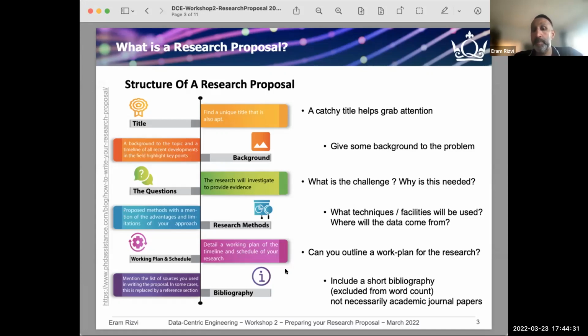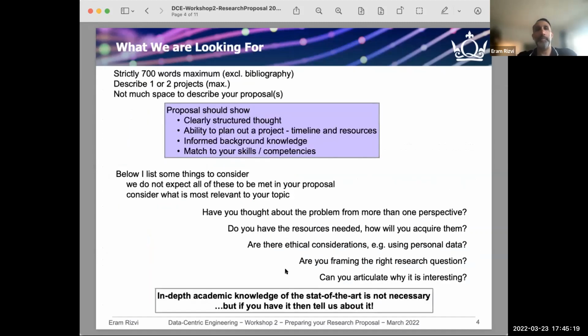And then the last bit is the bibliography. So include a short bibliography, and that's excluded from the word count. It doesn't have to necessarily include academic journal papers, because we're not expecting you to already be experts in the field right now. However, if you are aware of academic journals that you've read that are relevant to the proposal, then by all means put them in. But try and evidence the claims that you're making through the bibliography. And that's quite important, because it shows us how this is more than just an idea that you've thought up. You've actually tried to work that idea through to see where the problems are, to see what other people are doing in this area. And we can have a look at that in the bibliography ourselves if we want to do that. So that's the structure of the research proposal.